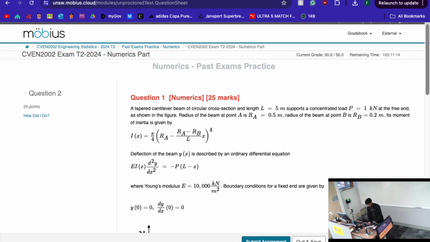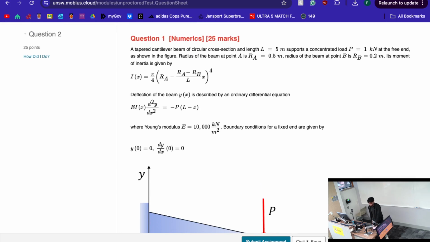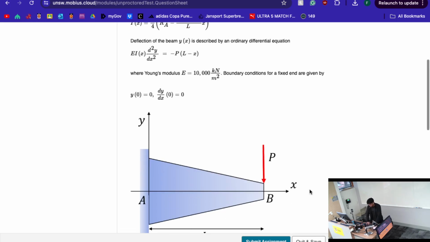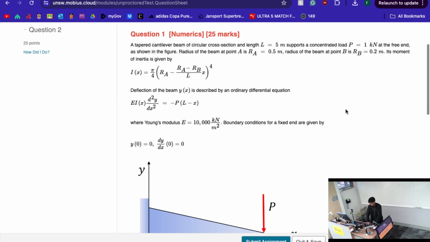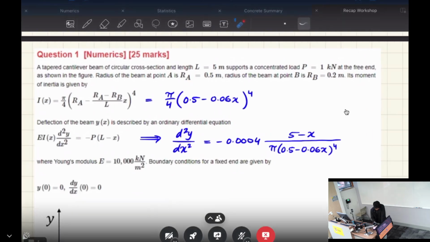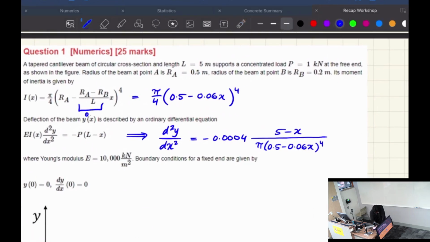Okay. A tapered cantilever beam of circular cross section and length 5 meters supports a concentrated load P equals 1 kilonewton at the free end. Over here, they've given us RA is 0.5 meters, RB is 0.2. And then they've also given us a formula for Ix, which we can simplify. Once you substitute all your values, we get this term to be 0.06, this one to be 0.5.